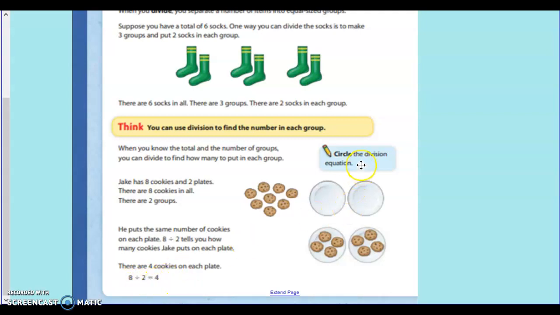And here they want us to circle the division equation, which we can do. We can circle this, and that's our division equation. 8 divided by 2 equals 4.